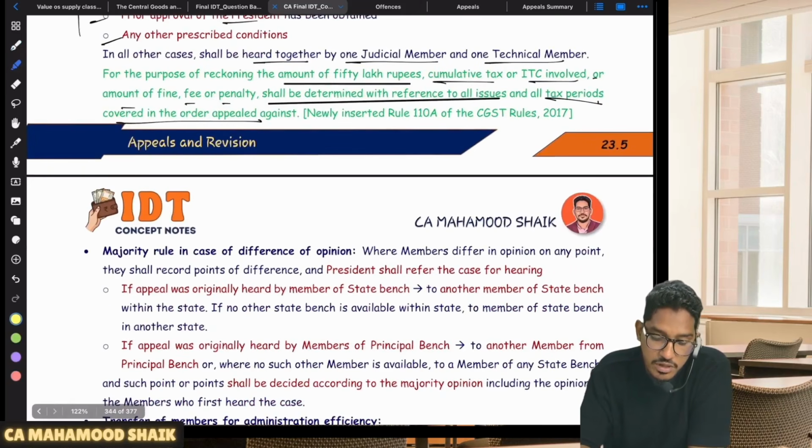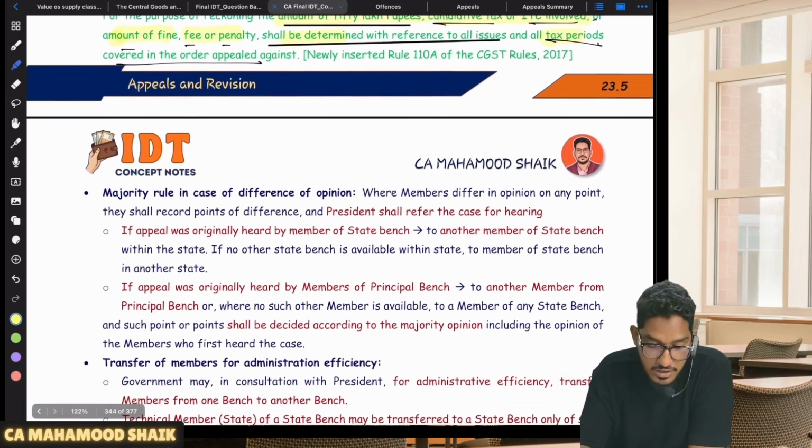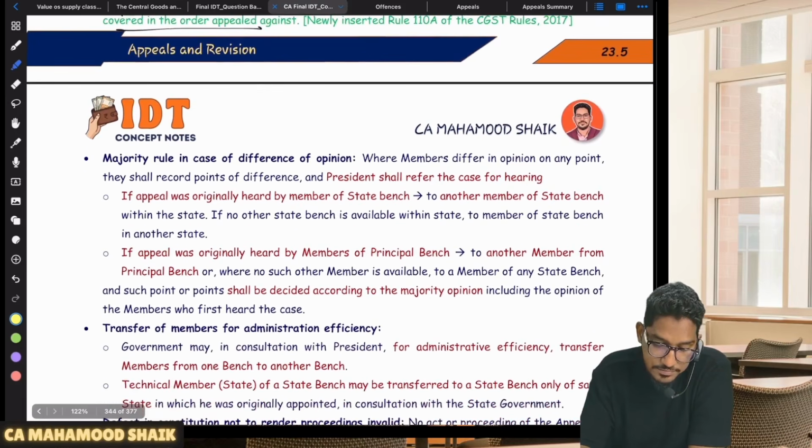For the purpose of reckoning the amount of 50 lakh rupees, cumulative tax or ITC involved, cumulative meaning the total value of ITC involved, amount of fine, fee or penalty shall be determined with reference to all issues and all tax periods covered in that appeal, covered in the order which you are appealing against.